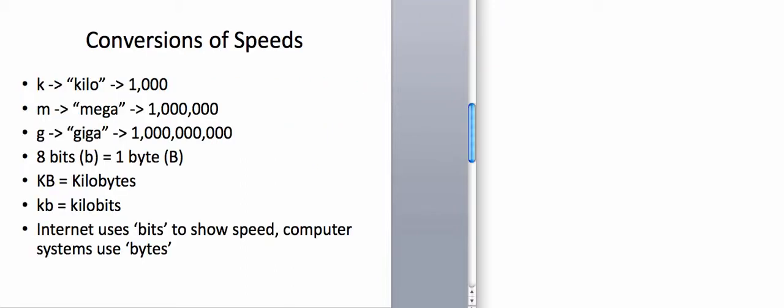Here are some units that you need to get written down. The first three are just some plural things. Kilo means 1,000, mega means 1,000,000, giga means 1,000,000,000. You'll see down here at the bottom, internet speeds will show up in bits. Computers show up in bytes.